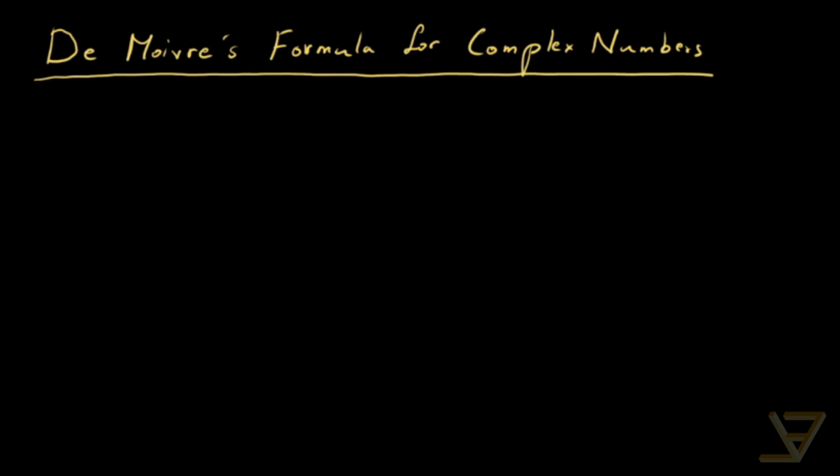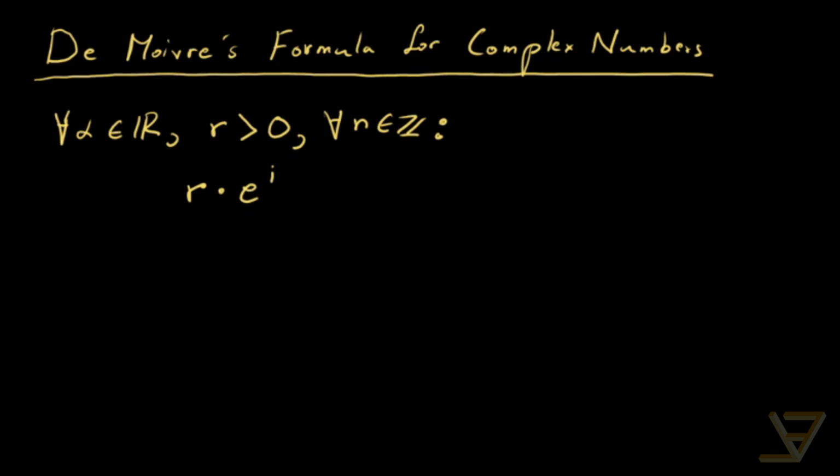Hi everyone, let's talk about De Moivre's formula for complex numbers. What it states is that if we have an alpha in the real numbers and we have an r, which is the magnitude in the positive reals, and alpha is the angle, and for all integers n, we have the following straightforward looking exponent rule for complex numbers: (r times e to the i alpha) to the power of n is equal to r to the n times e to the i n alpha.